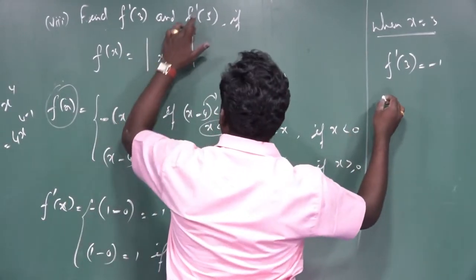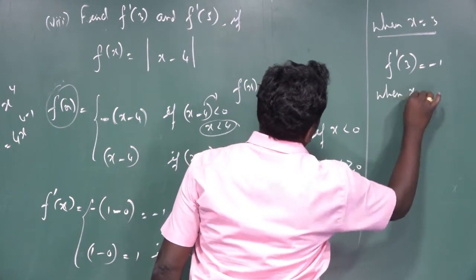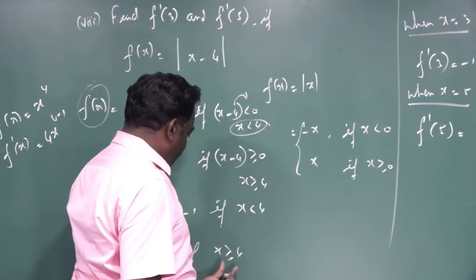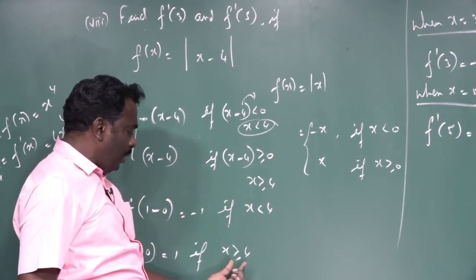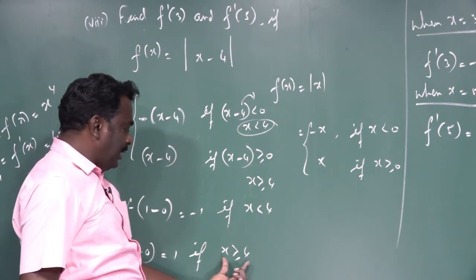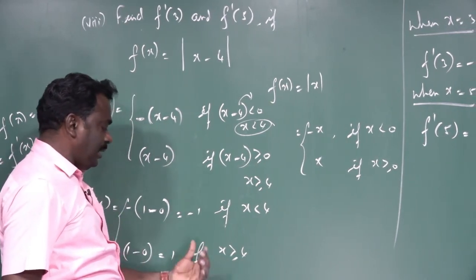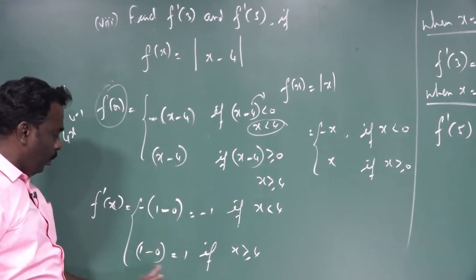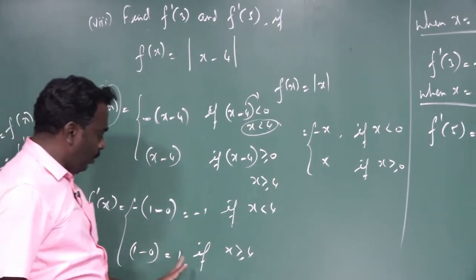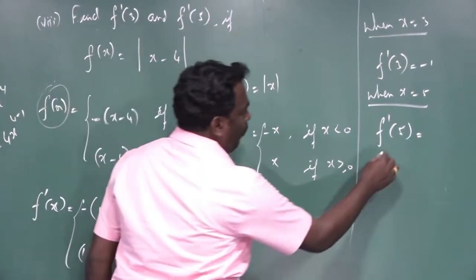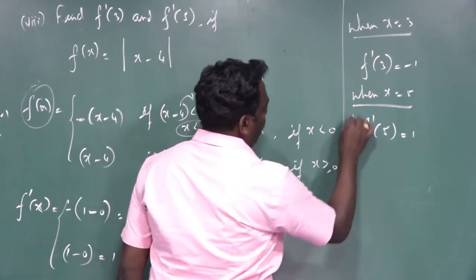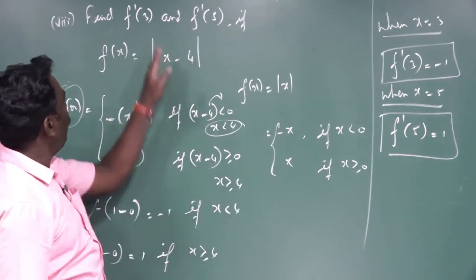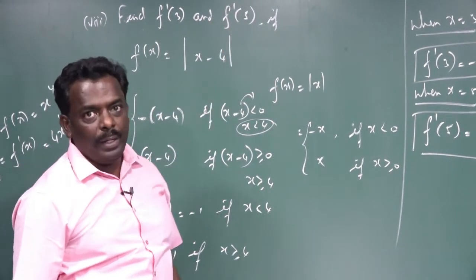Next we want to find f dash of 5. When x is equal to 5, what does that mean? x is greater than or equal to 4, so 5 lies in this interval. For 4, 5, 6, etc., all the positive values, the first derivative f dash of x is equal to plus 1. Therefore, f dash of x equals plus 1 for x greater than or equal to 4, so f dash of 5 is equal to 1, and f dash of 3 is equal to minus 1. That is what we wanted to find.